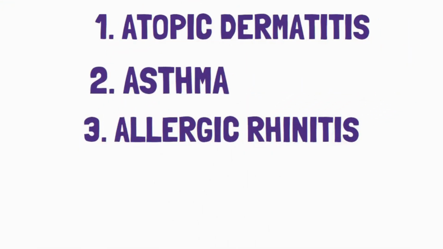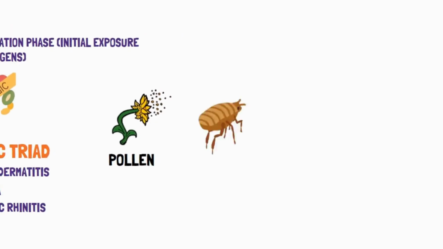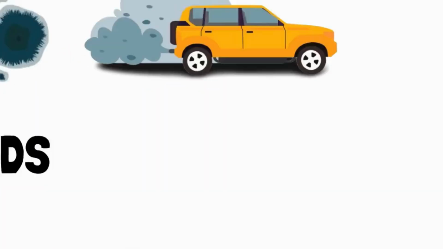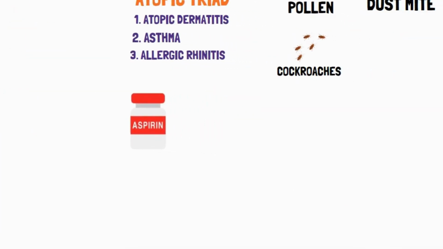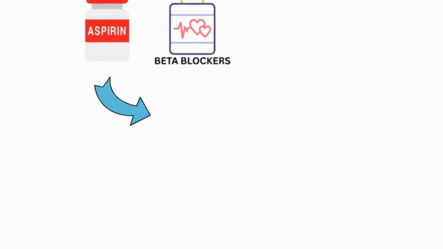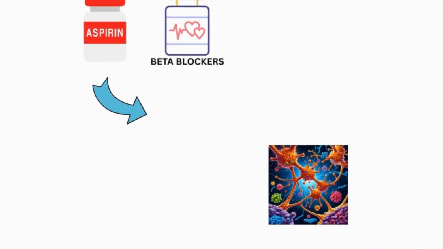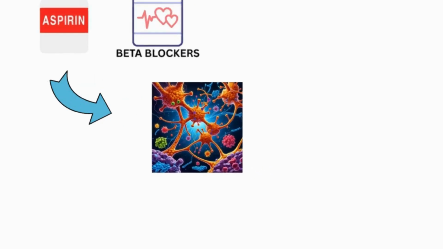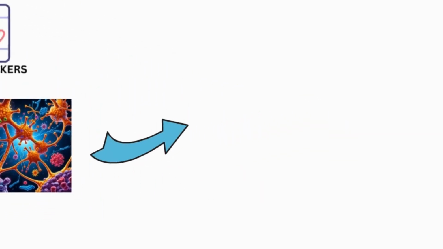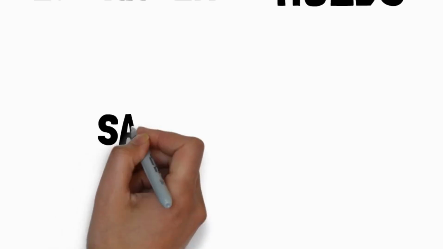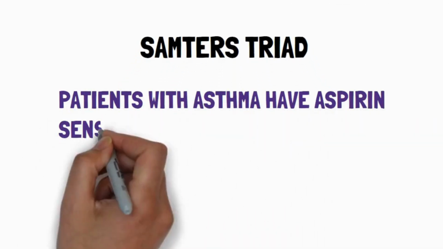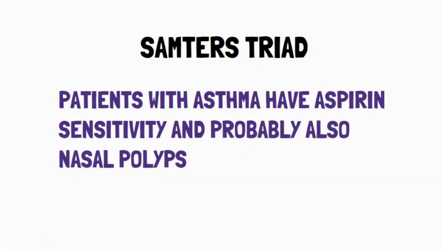Now, the triggering substance that leads to the asthma attack can differ from person to person, but some common ones include pollen, dust mite, pet dander, mold, car exhaust, and cockroaches. Medications like aspirin and beta blockers may also trigger asthma. Aspirin affects some of the inflammatory pathways, such as the leukotriene pathway, that may increase the amount of leukotrienes. There is also the Samter's triad, which says patients with asthma who have aspirin sensitivity probably also have nasal polyps. Beta blockers may also lead to bronchospasms.